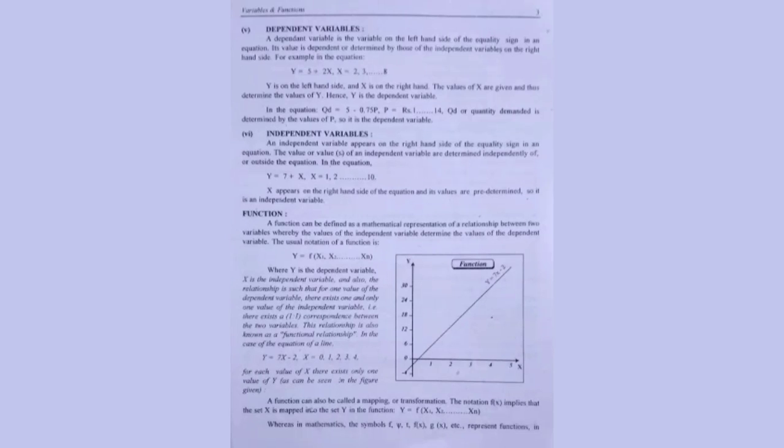इसका मतलब ये है कि इन दोनों में opposite relationship जो है वो पाया जा रहा है. Whereas rupees 1 to 14 is there, quantity is the quantity demanded that is determined by the value of p, so it is a dependent variable. Next, it is independent variable. An independent variable that appears on the right hand side.